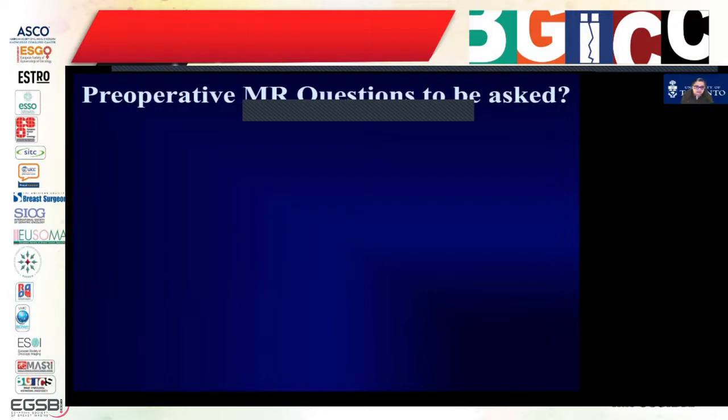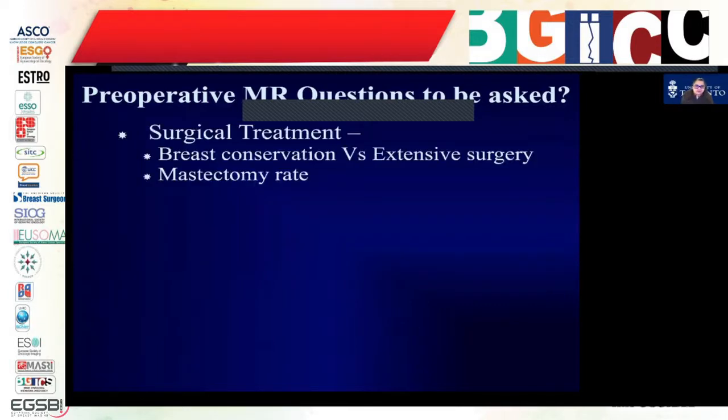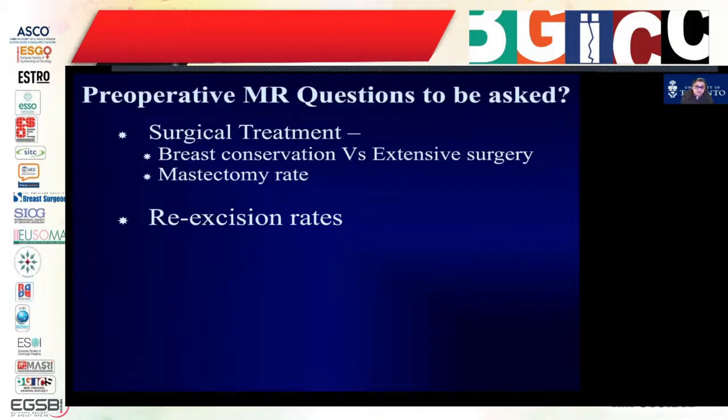So what are the key questions as radiologists? What do we want to know that will help us understand whether or not breast MRI should be offered? So the first question is, what is happening to the surgical treatment? How many women are getting breast conservation versus extensive surgery? What are the mastectomy rates? What are the re-excision rates if the patient has MR?